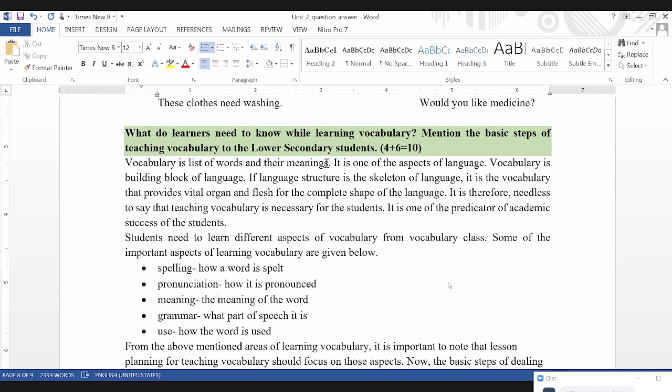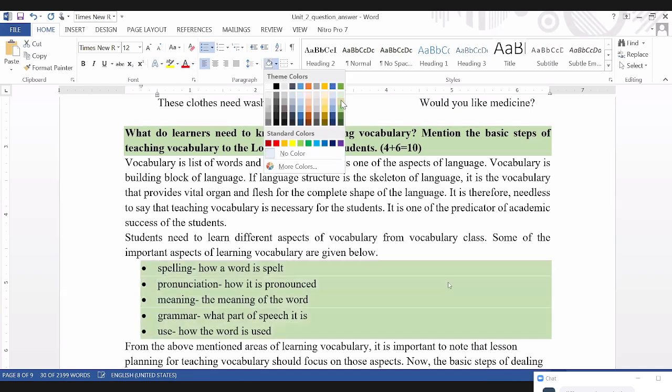And the meaning, of course, this is necessary. The meaning of the word, and grammar, what part of speech it is: noun, verb, adverb, adjective, preposition, and this grammatical part. So category they have to understand, and use, how the word is used. These are different areas of knowledge that students should be familiar with while learning vocabulary in vocabulary class.